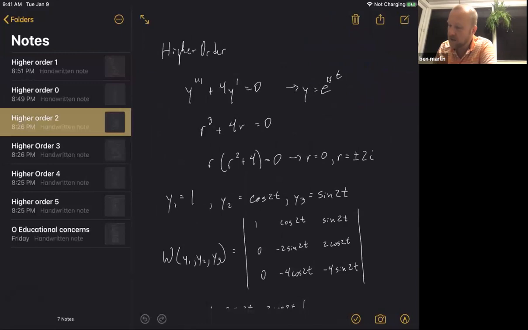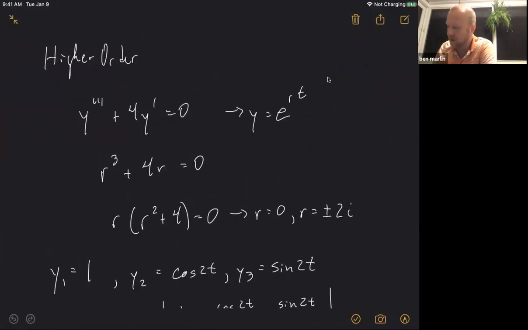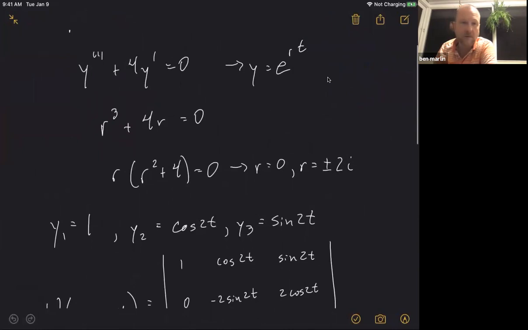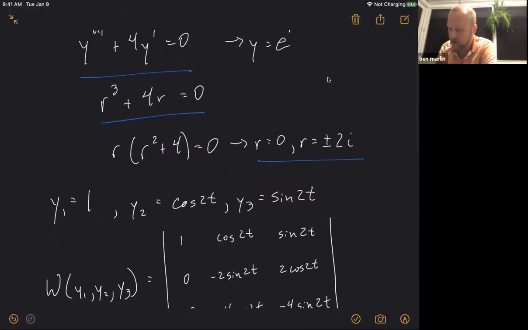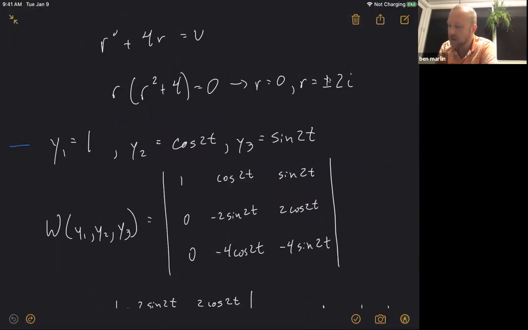Let's take a look here at another equation, and it is again a third order differential equation. We're taking a look at y triple prime plus 4y prime equals 0. So the indicial equation here is going to be just r cubed plus 4r equals 0. Then you can get a solution for that of r equals 0, and then the complex solutions of plus or minus 2i.